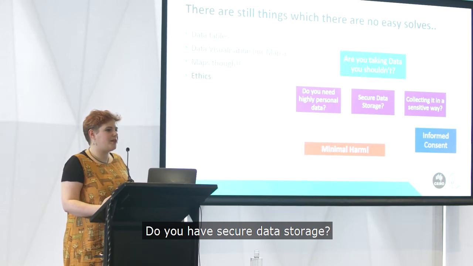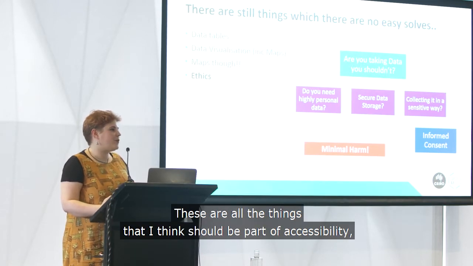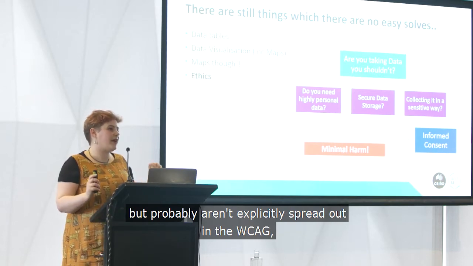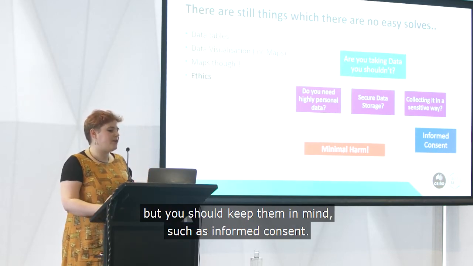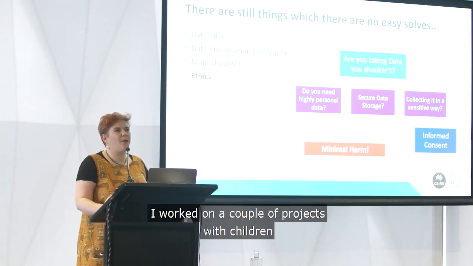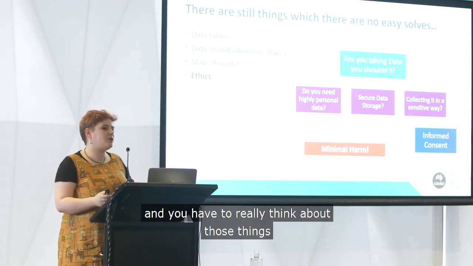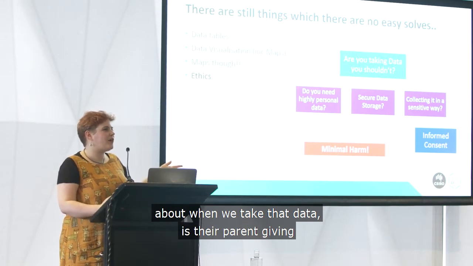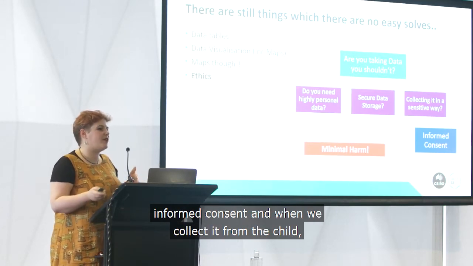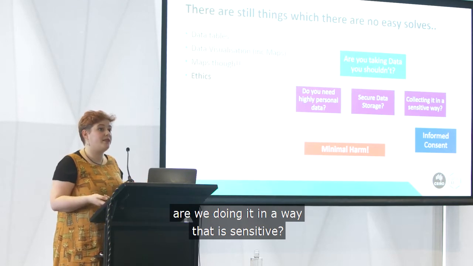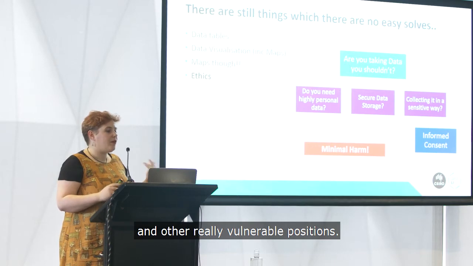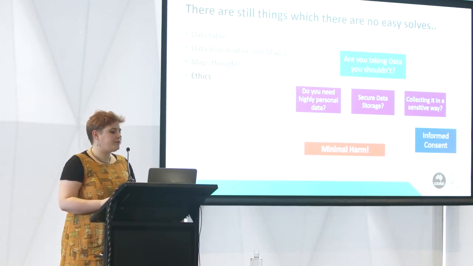Do you have secure data storage? These are all things that I think should be part of accessibility, but probably aren't explicitly spelled out in the WCAG, but you should keep them in mind, such as informed consent. I've worked on a couple of projects with children, and you have to really think about those things: when we take their data, is their parent giving informed consent? And when we collect data from the child, are we doing it in a way that is sensitive, particularly if they've got an illness or are in other really vulnerable positions?